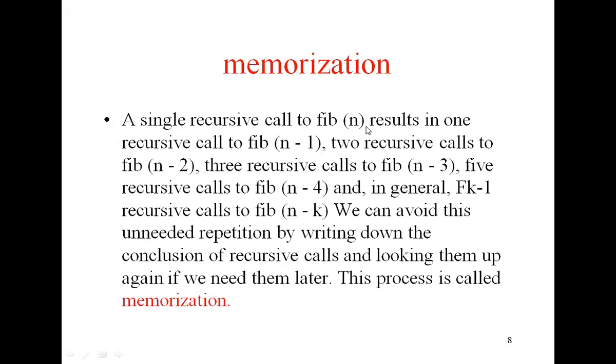So a single recursive call to fib of n results in one recursive call to fib of n minus 1, 2 recursive calls to fib of n minus 2, 3 recursive calls to fib of n minus 3 and 5 recursive calls to fib of n minus 4. That means you are calculating some number of times. So it takes that many recursive calls. In general, f of k minus 1 recursive calls to fib of n minus k. We can avoid this unneeded repetition by writing down the results of the recursive calls.